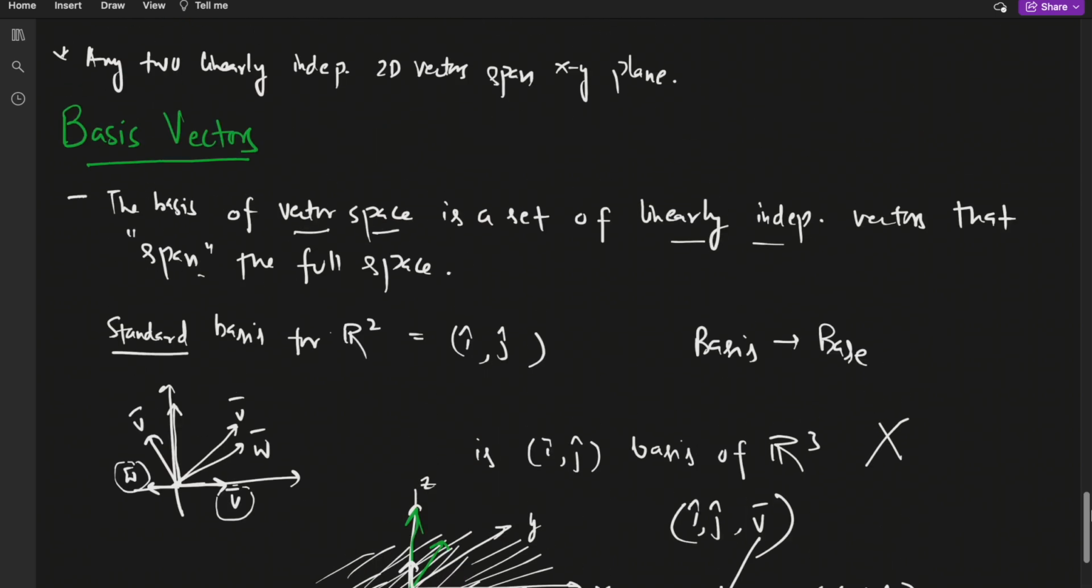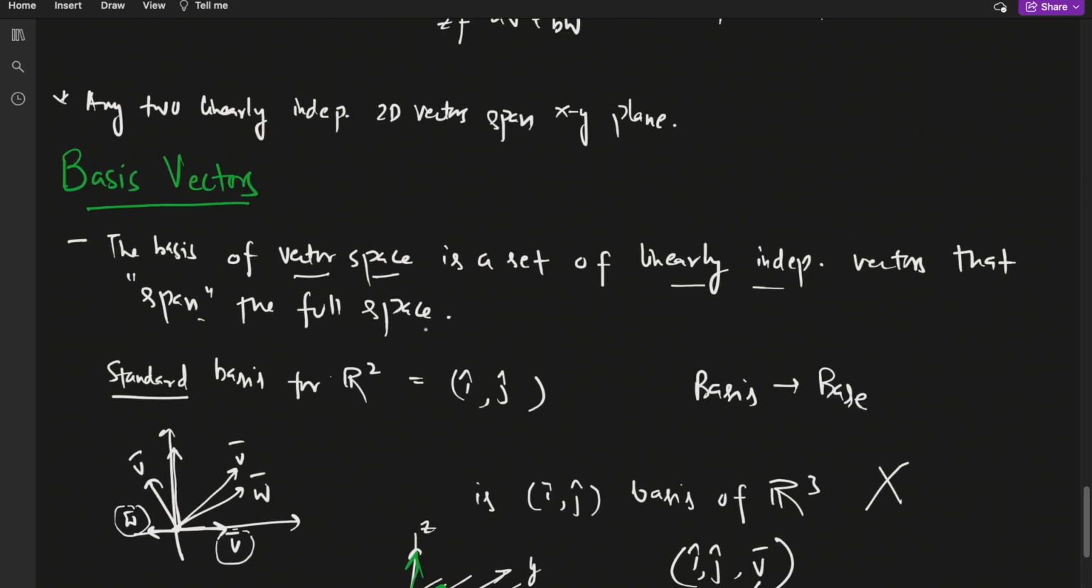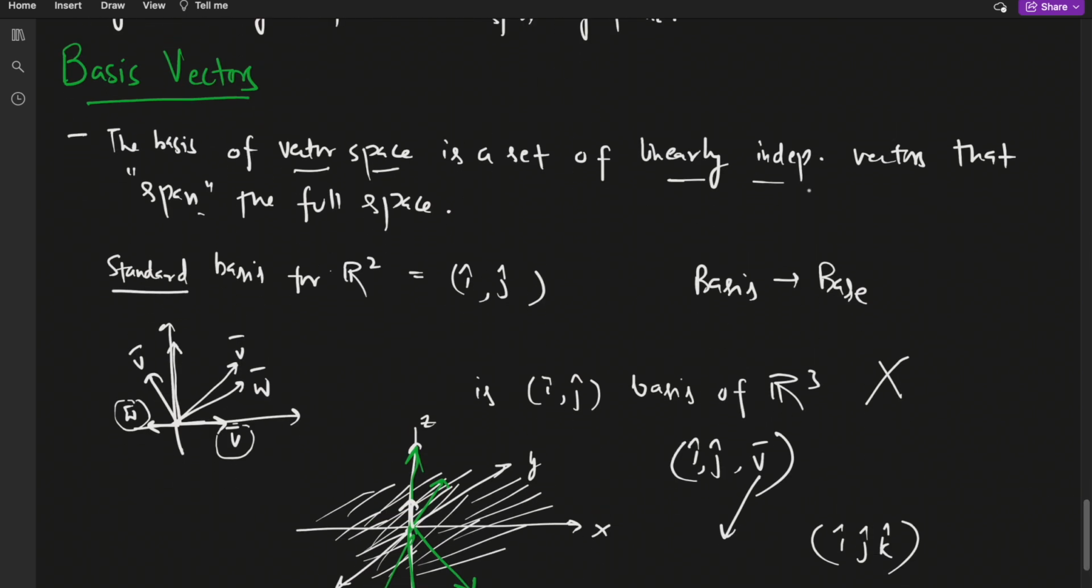So a basis for a vector space should satisfy two conditions. First of all, linearly independent, and second, span the full space. And to be very frank, linear independence doesn't always imply spanning the full space, right? Because if you are in R cube and I give you only two vectors which are linearly independent, then it is not spanning the full space. But vice versa is true.